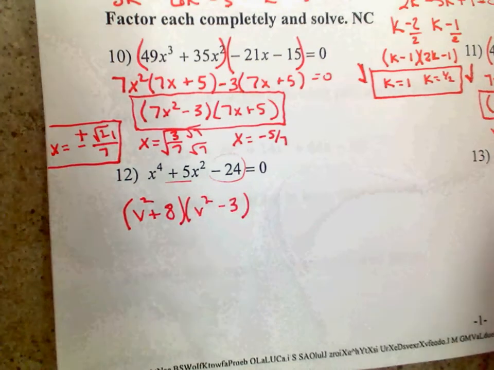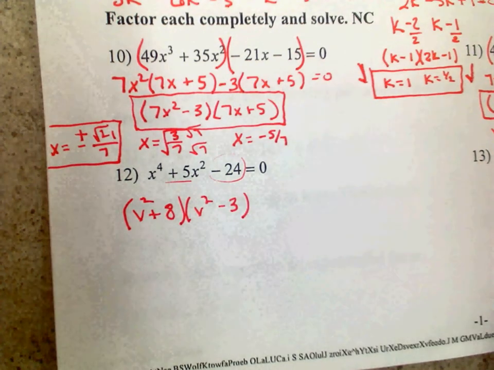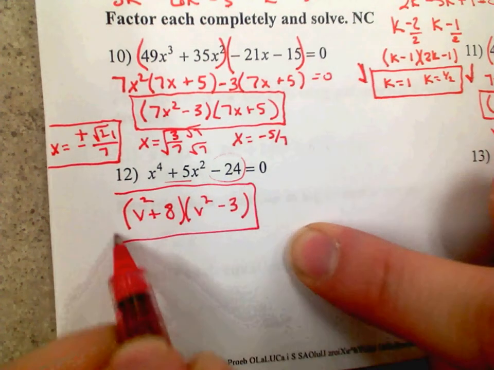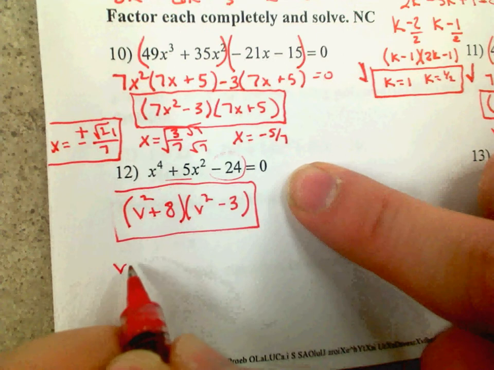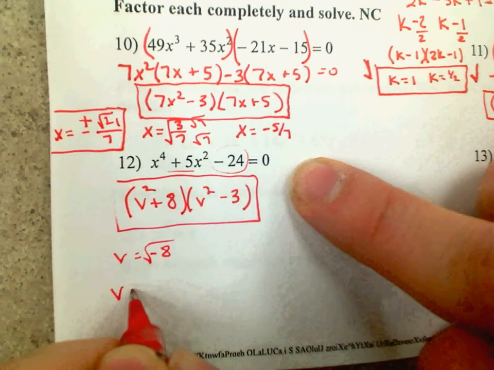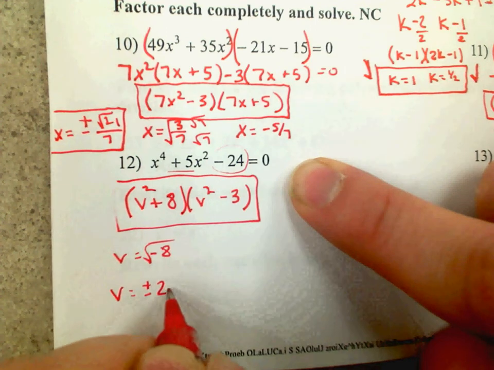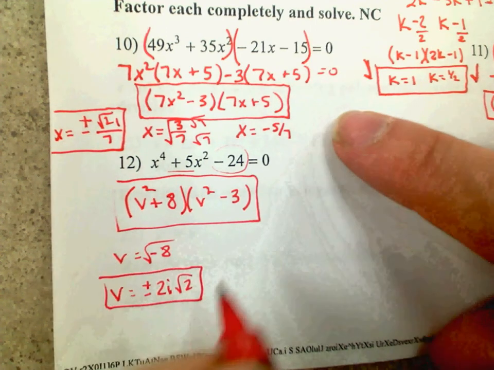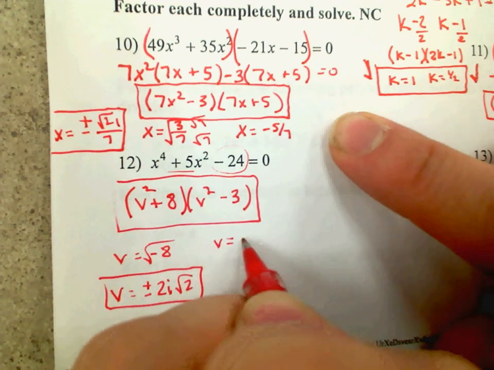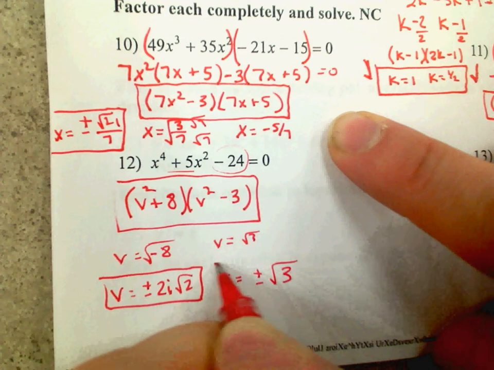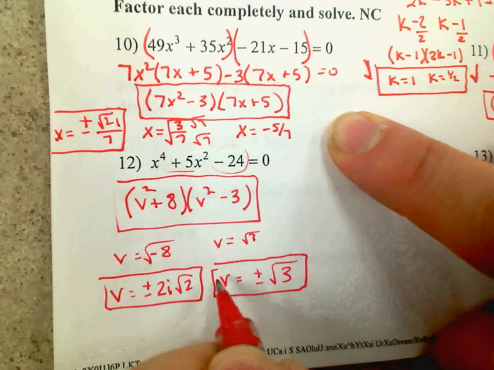The one on the left would be the square root of negative 8, which is actually going to be plus or minus 2i square root of 2. And the one on the right would be the square root of 3, and it's plus or minus, so plus or minus the square root of 3. Yep, I don't know why I have v. I guess the last one had v and I got carried away.